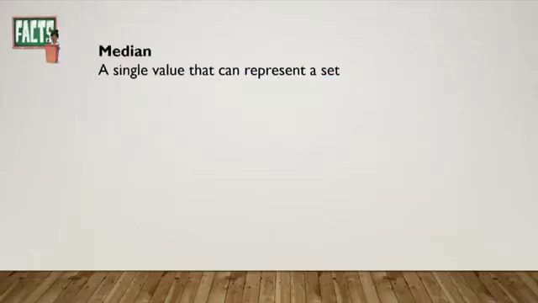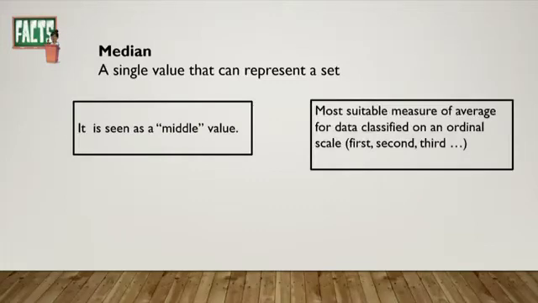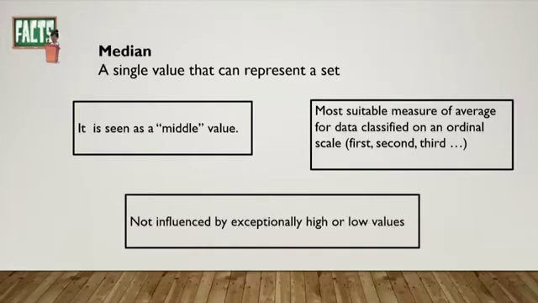So the median, as we said, is a single value that can represent a set. It is seen as a middle value. It is most suited for averages of data classified on an ordinal scale. So if you can arrange things in first, second, third order, something like that, then the median might be most suitable there. Another good thing about the median is that it is not influenced by exceptionally high or low values because we order the numbers.